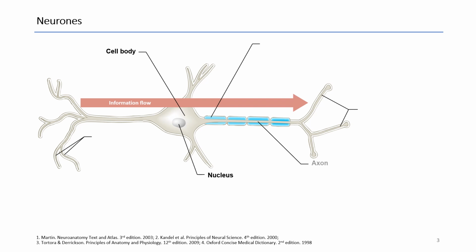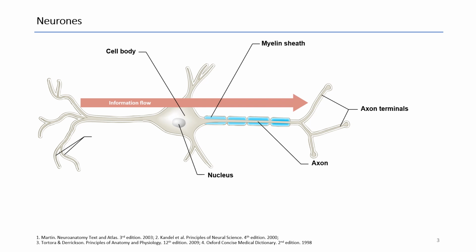Most neurons have a single axon. An axon transmits the signal generated by the neuron, or rather the action potential, through the nervous system. Axon terminals are the regions at the end of an axon that release neurotransmitters.